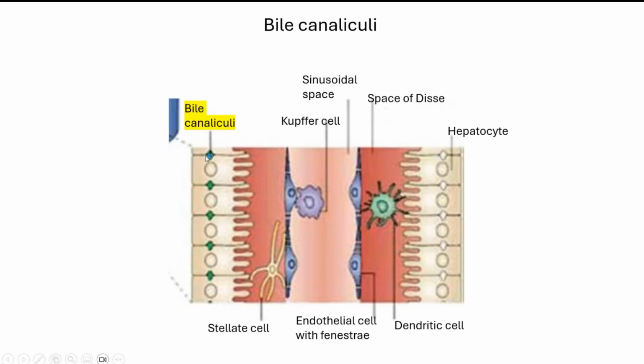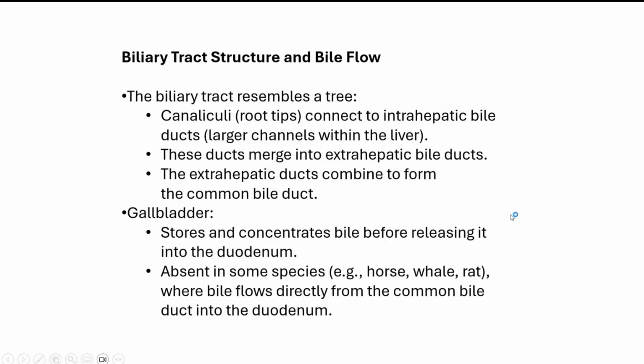So these are the bile canaliculi. These are small channels formed between two adjacent hepatocytes. Bile is secreted into these bile canaliculi. So let's look at the process.